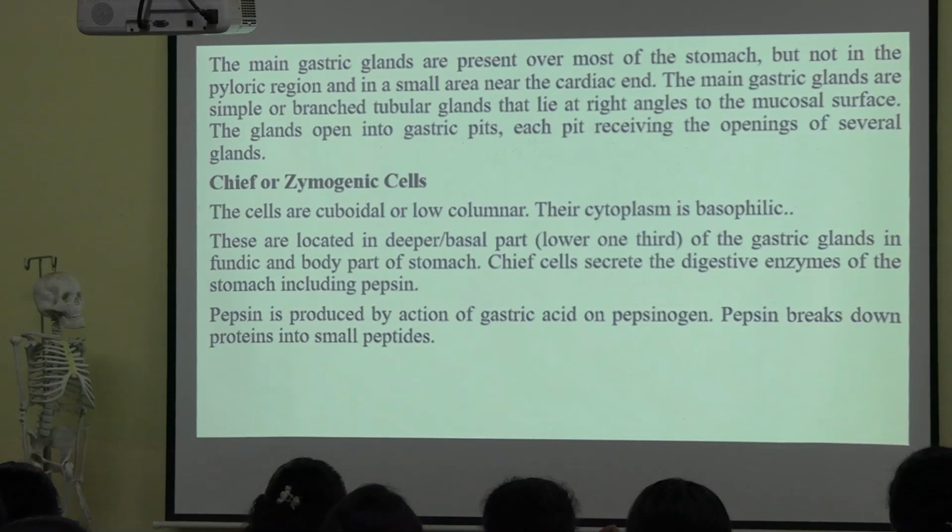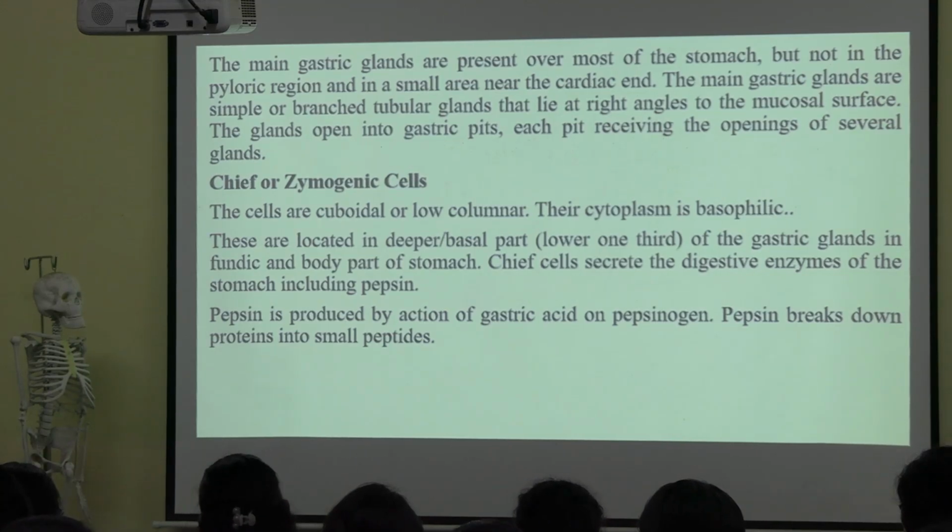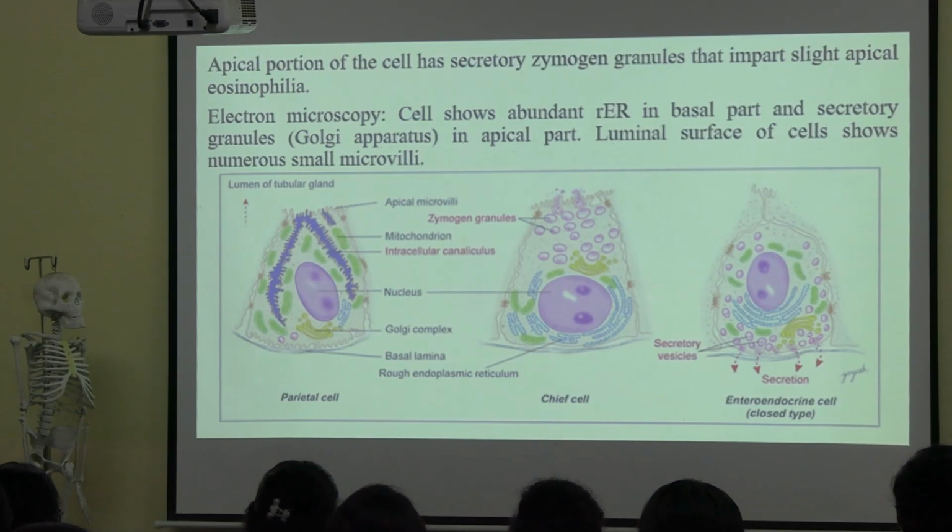Okay. Now what is the function? Chief cells secrete digestive enzymes of the stomach, including pepsin. What is the function of pepsin? Digestion of protein. That means it will break down the protein into peptides. Okay. After that the digestion can take place easily. So you can see pepsin breaks down the protein into small peptides which are required for digestion.